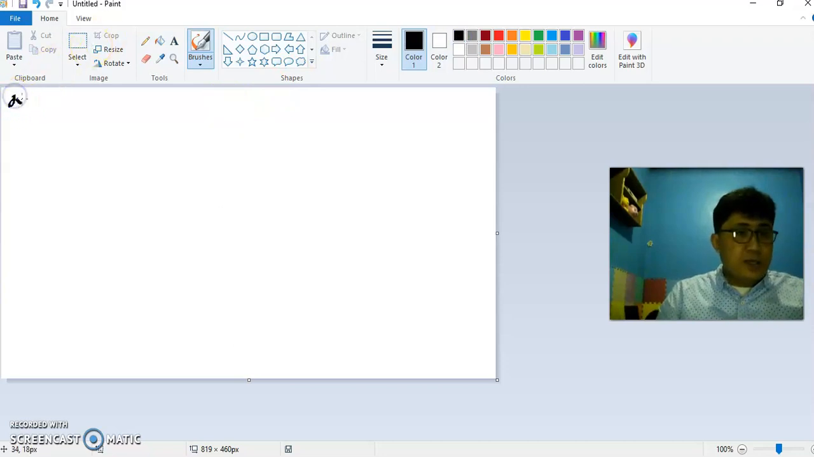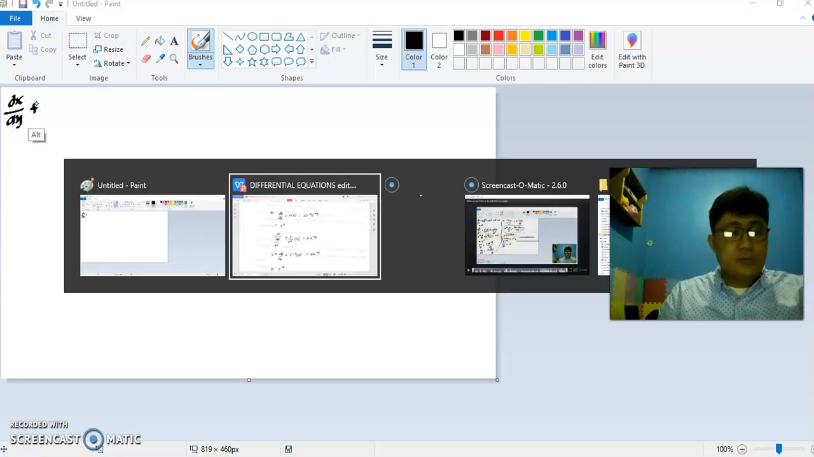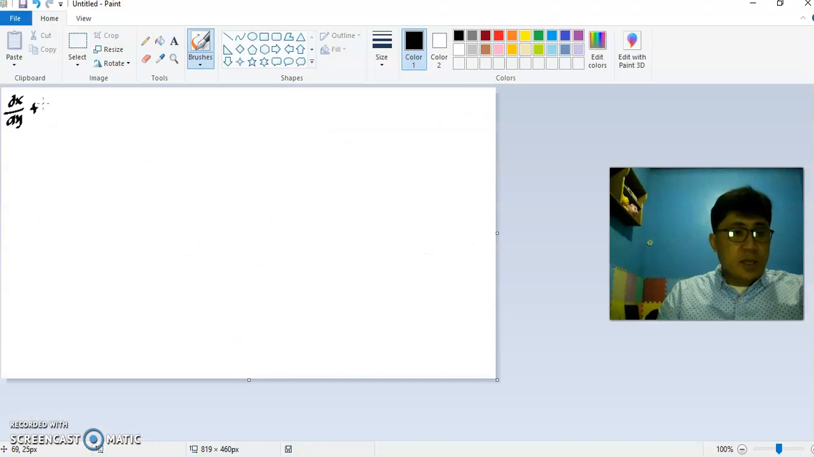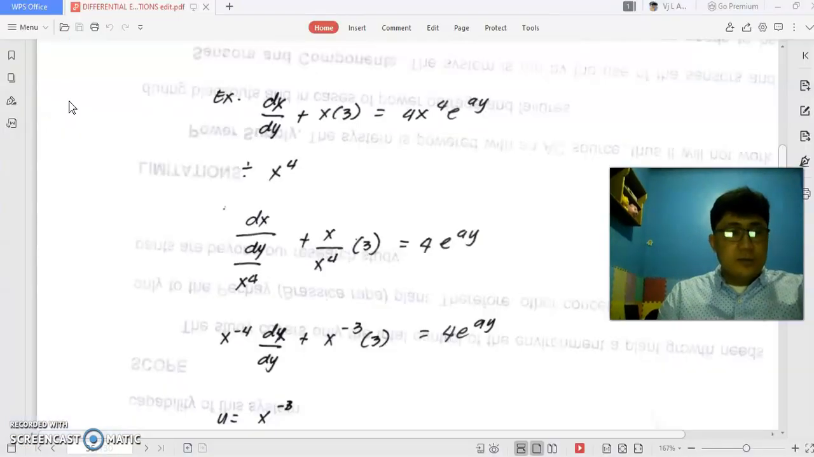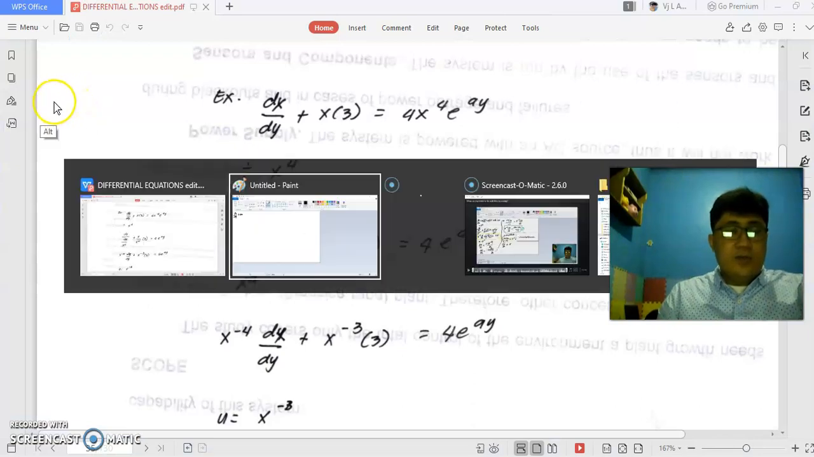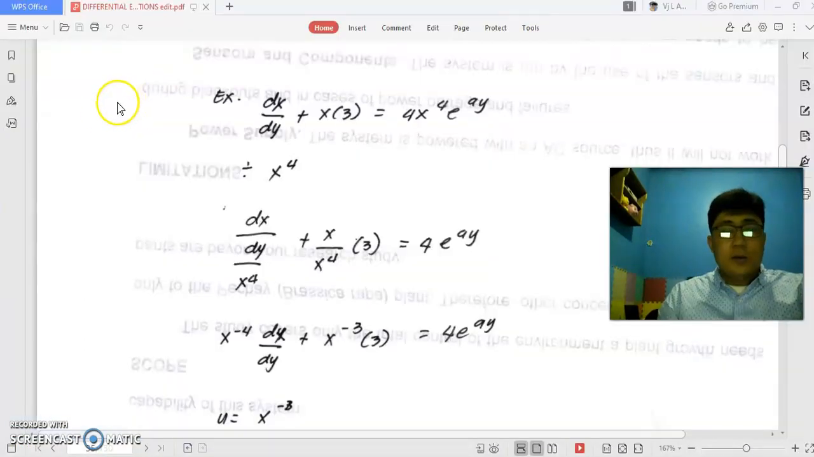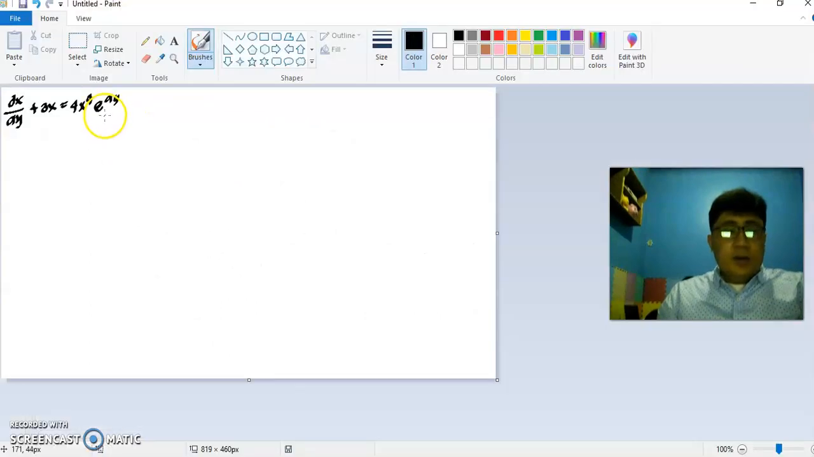So our given is dx over dy plus 3x equals 4x raised to the power of 4 times e raised to the power of 9y. So we have e raised to the power of 9y here.